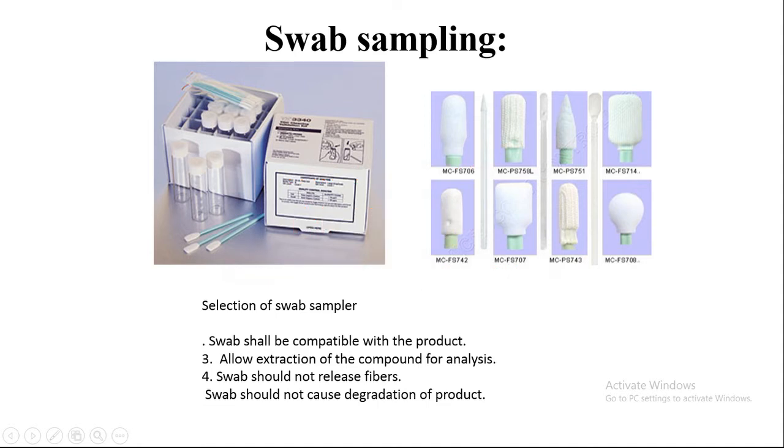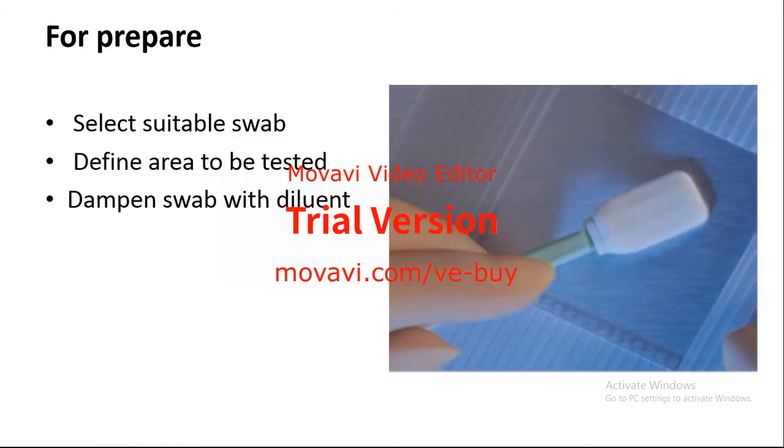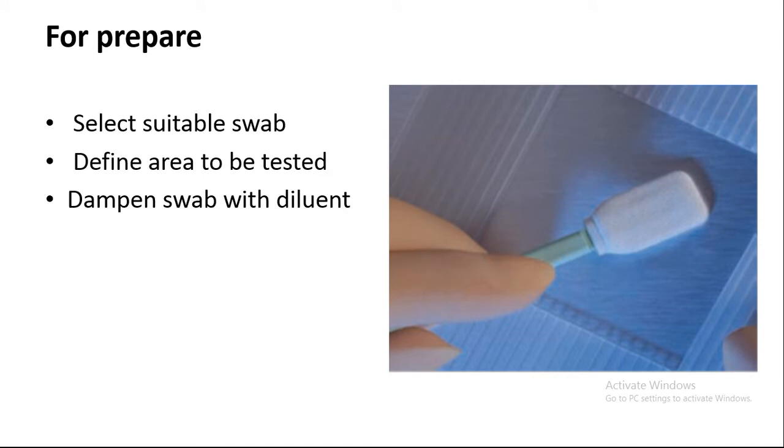Swab sampling technique. For selection of a suitable swab sampler, the swab shall be compatible with the product, allow extraction of the compound for analysis, shouldn't release fibers, and shouldn't cause degradation of the product. And for preparation, select a suitable swab, define the area to be tested, and dampen the swab with diluent.